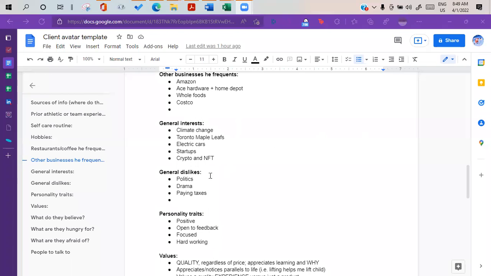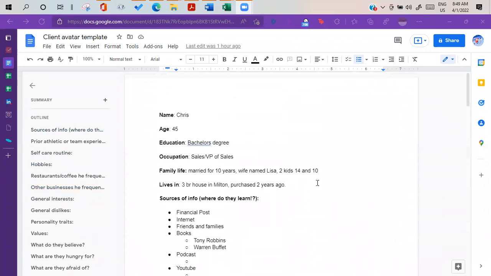Okay, I'm going to talk about a couple of things today on a client avatar. We're going to go over that, go over a few things of how it can help you and why you need one, and then some activity trackers. Okay, so we're back at it here.